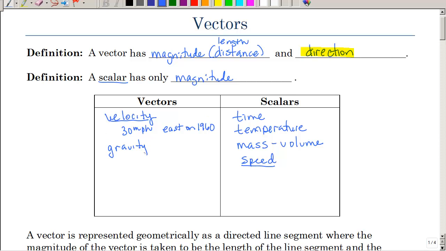Gravity is a vector. Gravity is acceleration due to gravity, and it's pointed toward the center of the earth. Because of gravity, we have weight. Weight is different than mass, because our mass is the same whether we're on the moon or the earth, but our weight changes due to gravity. Think about some other possible vectors and scalars, and you should be able to come up with a few more. But the key difference is that vectors have direction, where scalars do not.